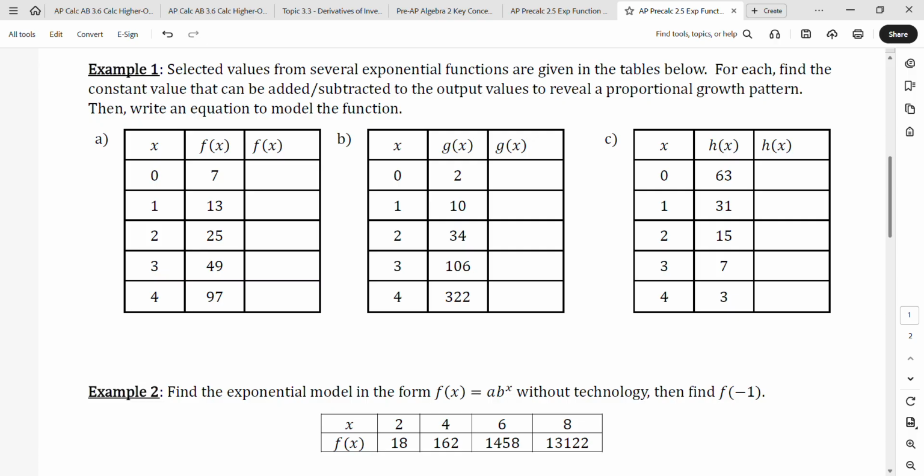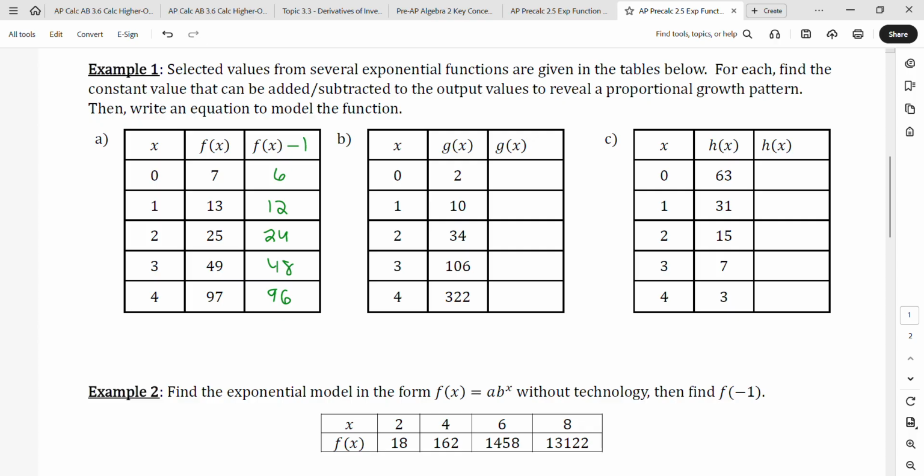So we do see maybe a little bit of a doubling feature here. But what if we change 7 to a number and 13 to a number that would represent a doubling? What do you think we would do? Go ahead. Subtract 1. Because if we subtract 1 from all of those y values, I get 6, 12, 24, 48, and 96, which then is truly doubling.